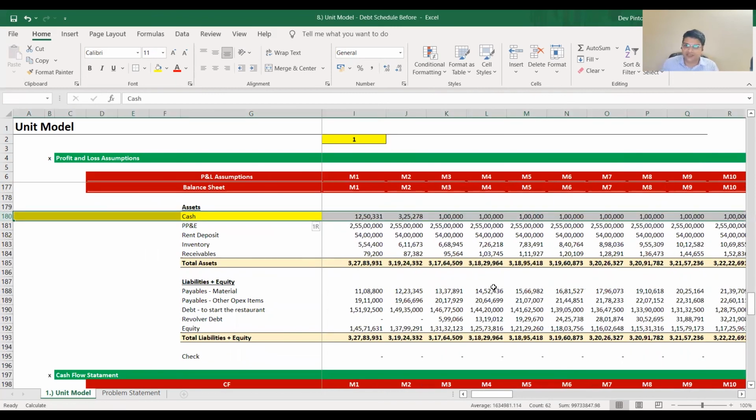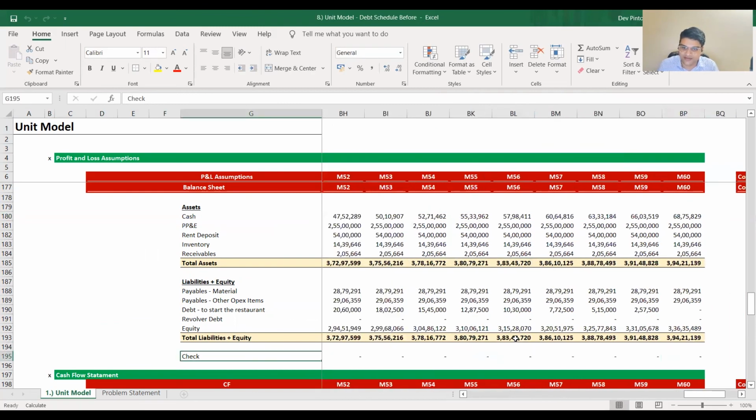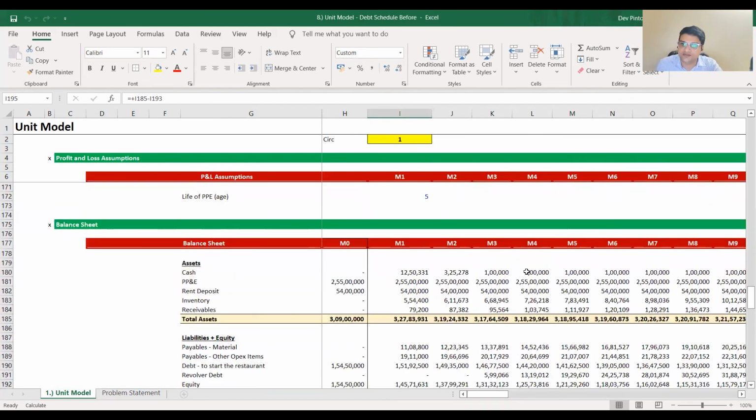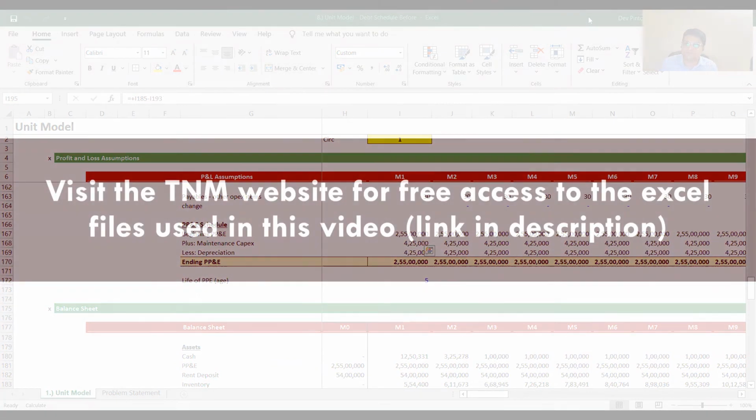So we have a fully linked model at the unit level right now. The balance sheet is tied, so everything seems to be fine. So right now we've gotten a fully linked 3-statement model for one restaurant. And in the next video, what we're really going to focus on is annualizing the model and then looking at how we think about it going further.